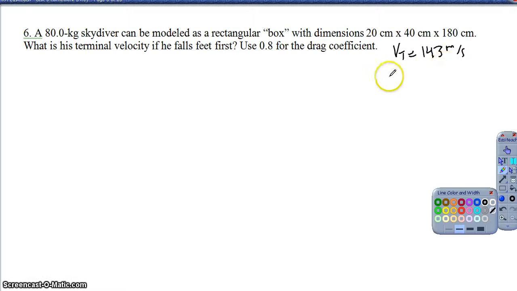So again, here's your correct answer. If you got this one right, feel free to jump ahead. For those of us that want to see this, we've got a skydiver. We're treating him like a rectangular box. What is his terminal velocity if he takes a risk and he falls feet first?